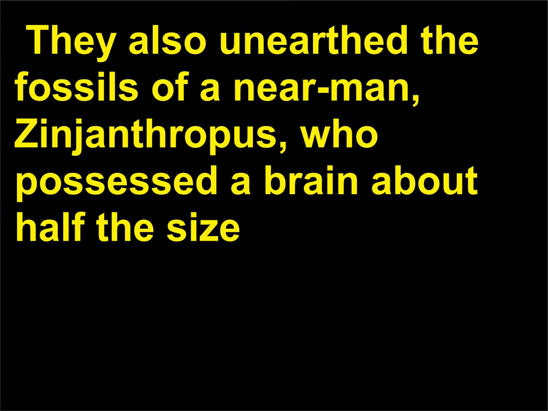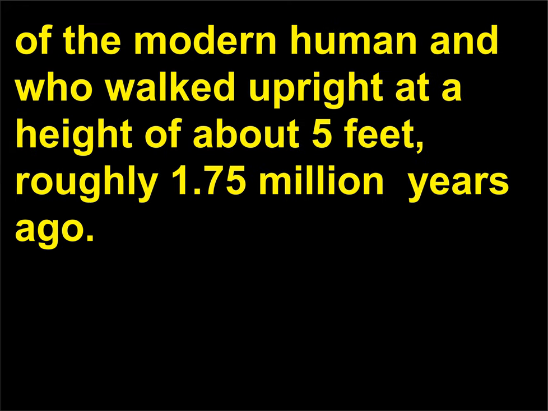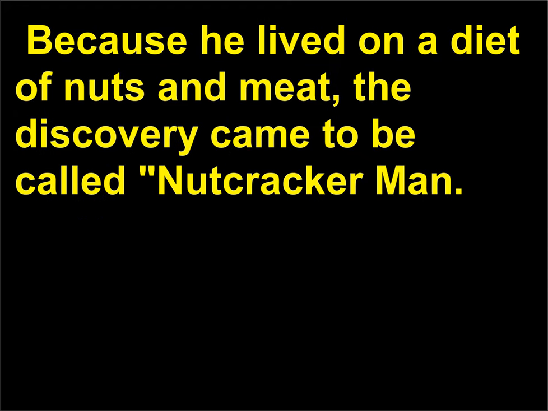They also unearthed the fossils of a near-man, Zinjanthropus, who possessed a brain about half the size of the modern human and who walked upright at a height of about 5 feet, roughly 1.75 million years ago. Because he lived on a diet of nuts and meat, the discovery came to be called Nutcracker Man.